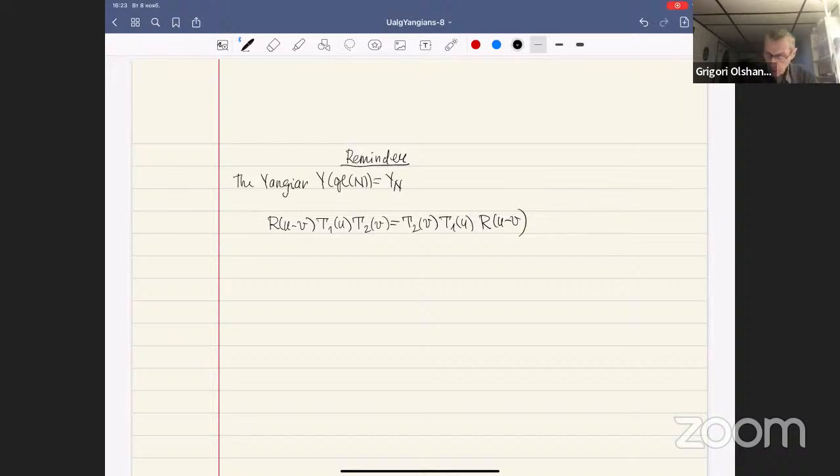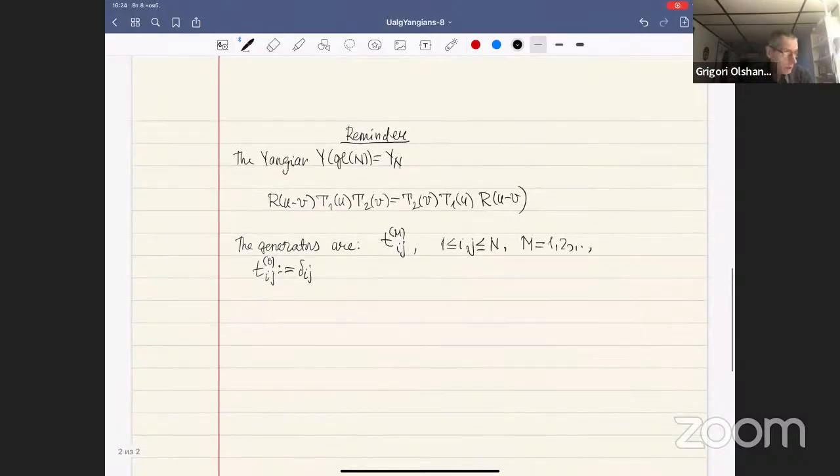More precisely, the generators are, this is my notation, and I recall the indices satisfy this convention, and the superscript M is equal to, with the understanding that this is the Kronecker delta, and then the defining relations.